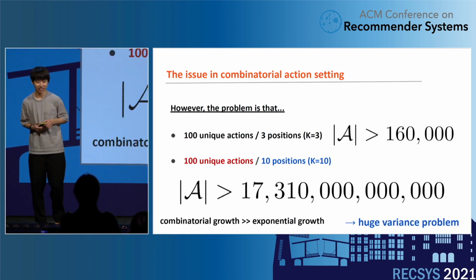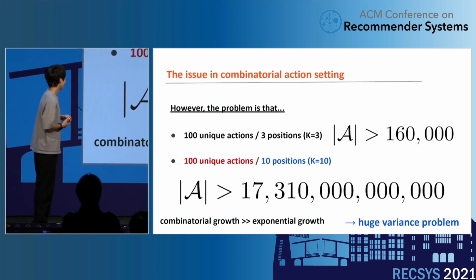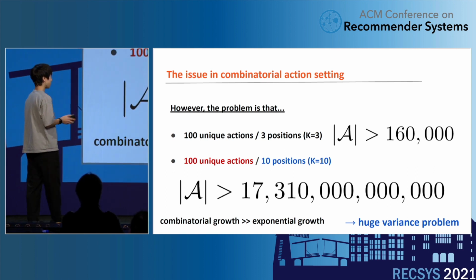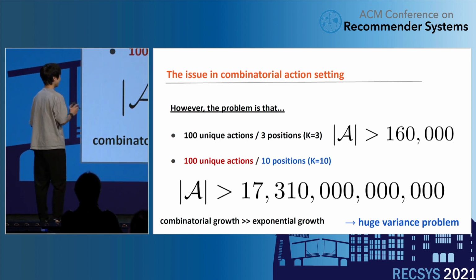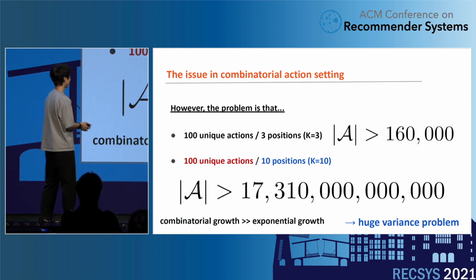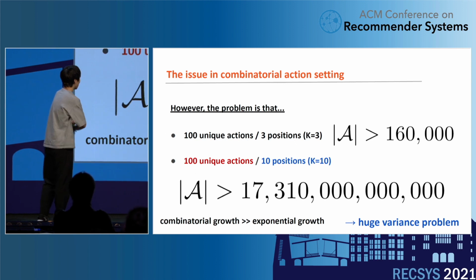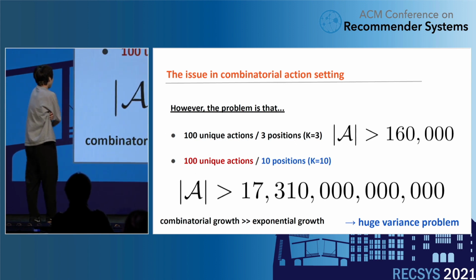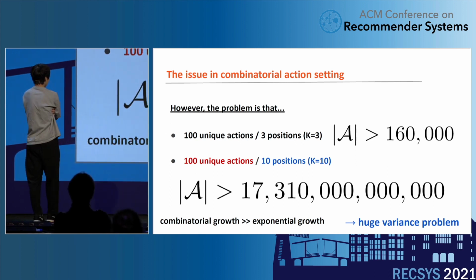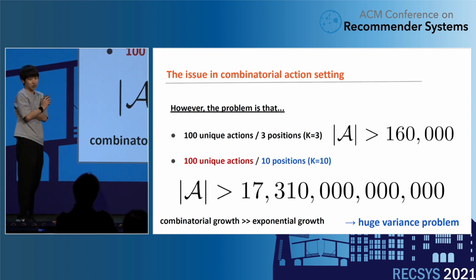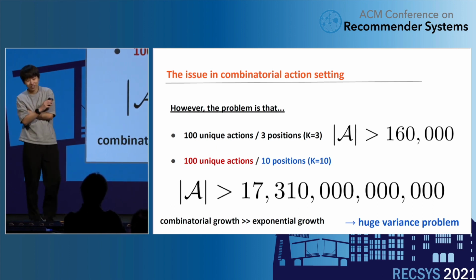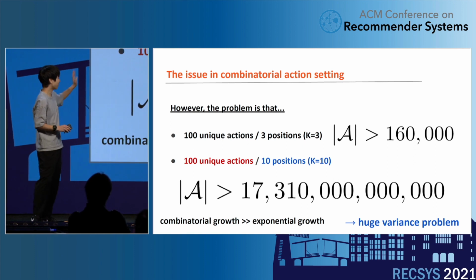And the answer is this number. And I don't even know how to express this number in English, right? I know the trillions and millions, but maybe it's more about trillions. So the thing is that the combinatorial growth is much faster than the exponential growth, meaning that this is still a tiny problem for industrial recommender system, right?